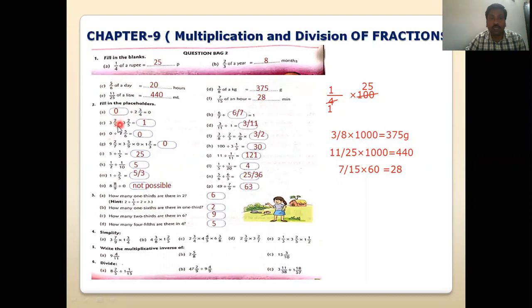This is the 0, and now there are the same numbers. When we divide the same number by the same number, we get 1. 6 by 7 divided by 6 by 7 is equal to 1. It means the division is 1. Now, when we divide any number by itself, we get 1.